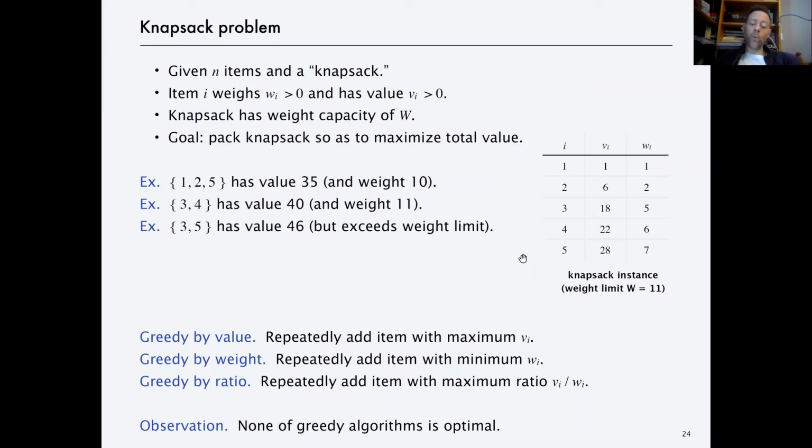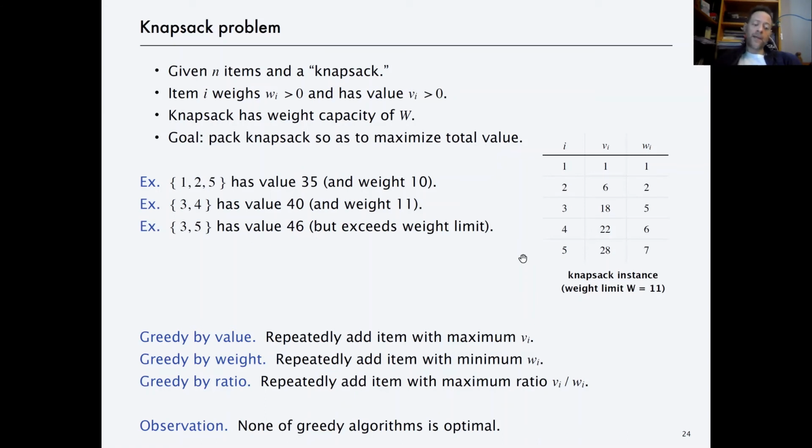If we do greedy by weight, we add the minimum weight item first, so that we select item 1, then item 2. So now we have 8 left. So then we would select item number 3. So now we have 1, 2, and 3. And now we cannot add anything else because we only have 3 capacity left, and no item has a weight less than 3. So in this case, we will only get 25 in value. So it's less than the 35 that we got with the first.